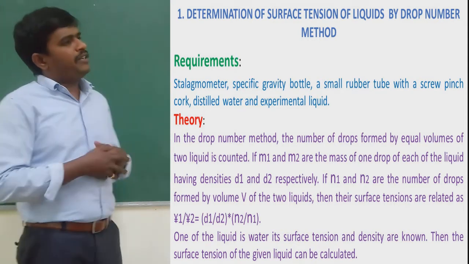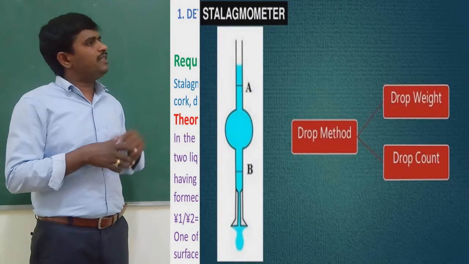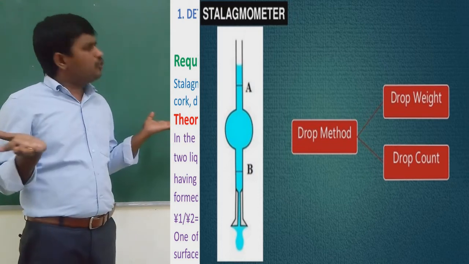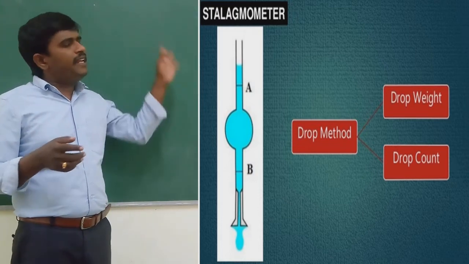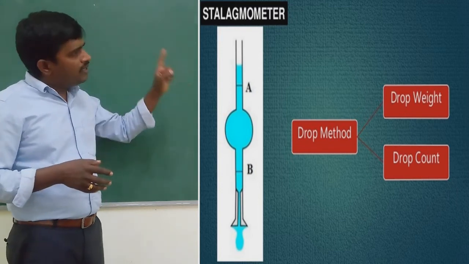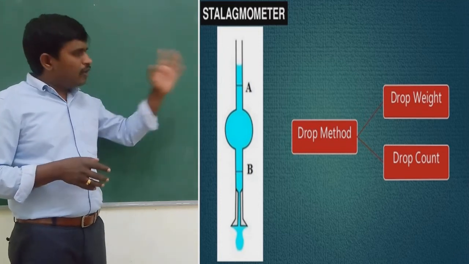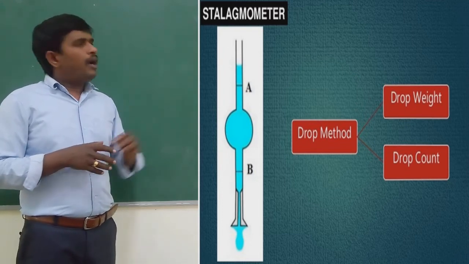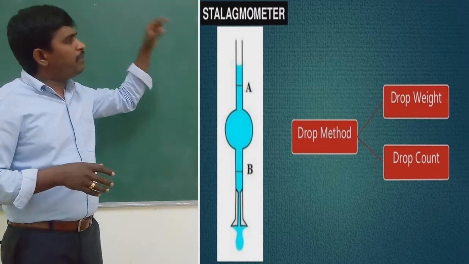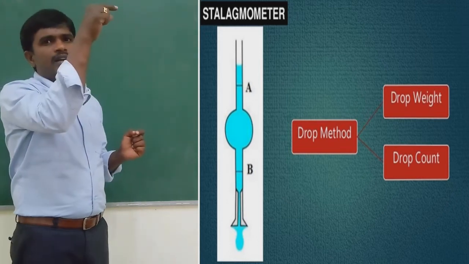Before starting the experiment, let us know the different parts of the stalagmometer, which is what we are using in this experiment. A stalagmometer is basically a glass capillary tube, meaning a glass tube containing a capillary inside, and in the middle there is a bulb. See there, this is the stalagmometer, and this is the top of the stalagmometer. From this point, with the help of a rubber tube attached here, we can suck the liquid inside it.